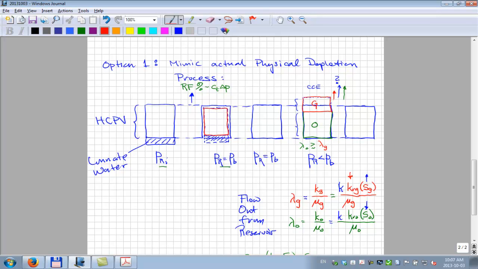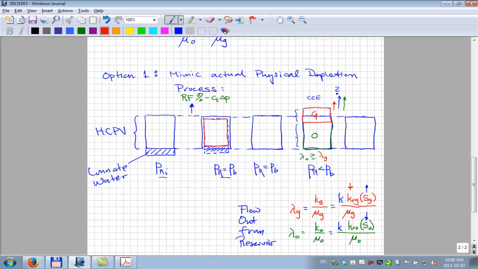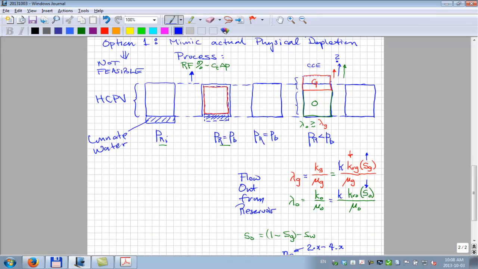So it's not an alternative for the laboratory to try to do this, take out so much gas and take so much oil. All right? It's not an option. Okay, so it's not feasible. Okay. So we got to have a second option. And maybe two options.